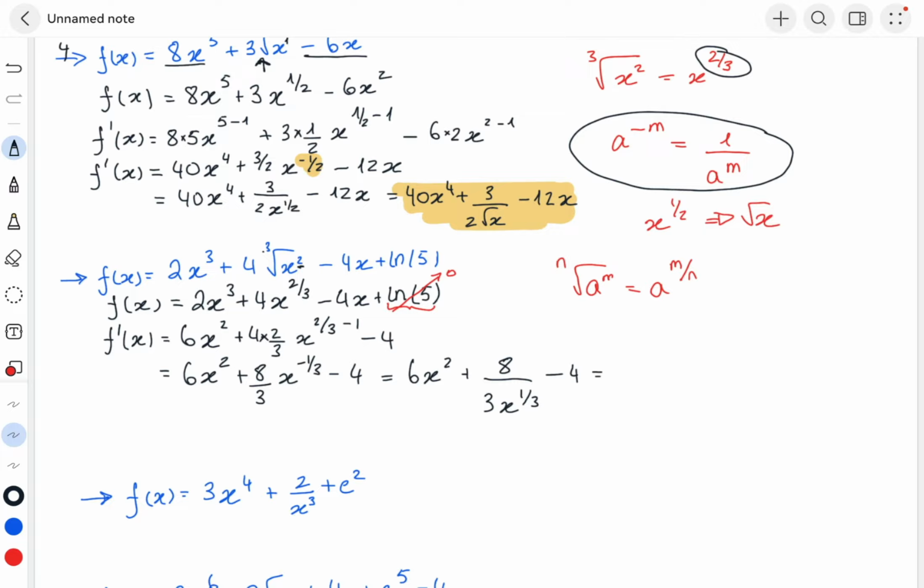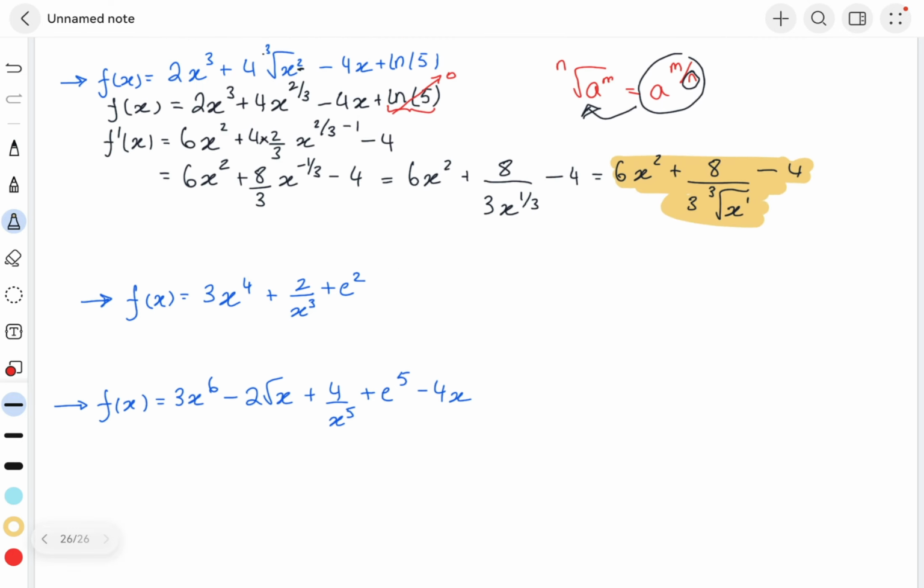And also, we can take it from this to this with a radical. So we'll have 6x squared plus 8 over 3, and we put a radical. The power of the radical will be whatever number we have in the denominator, which is 3. And we'll have x inside, minus 4. This is our final answer for the question that we solved.